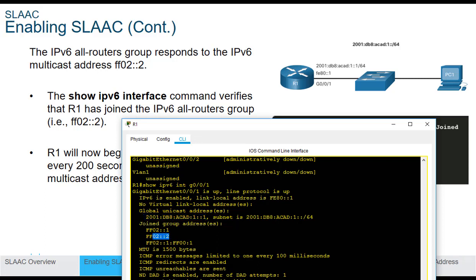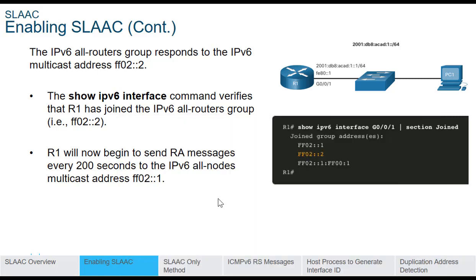FF02. That's this one here. See, all nodes multicast. So all nodes within that segment, the router will send RA messages to all the nodes within that particular segment. When I say segment, I'm referring to the subnet. It will send RA messages to all the nodes within this link here, within this network. So R1 will now begin to send RA messages at an interval of 200 seconds. Okay, so we've enabled SLAAC.